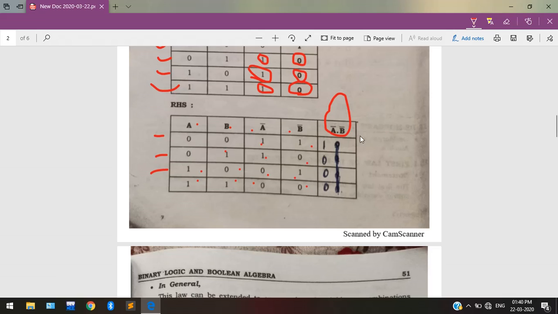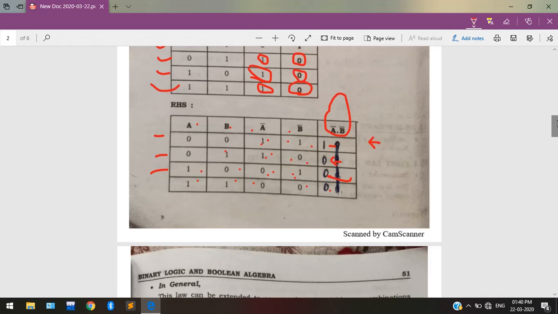Now the final equation is A bar dot B bar. So for the first, A bar dot B bar, 1 into 1 is known as 1. Then 1 into 0 is known as 0, simple multiplication method. 0 into 1 is again 0, so it is again the multiplication method, and you know 0 into 0 is 0. So this is the fourth row.